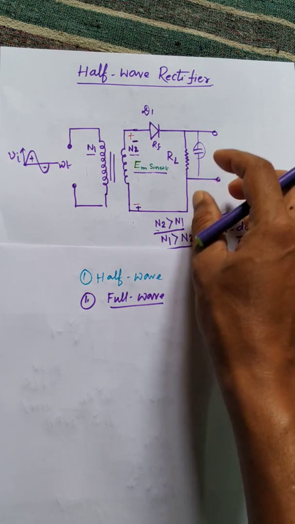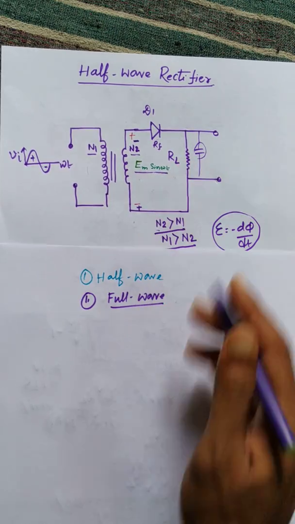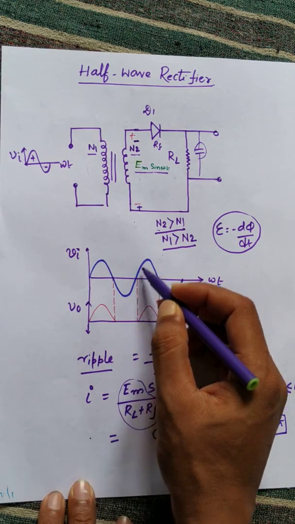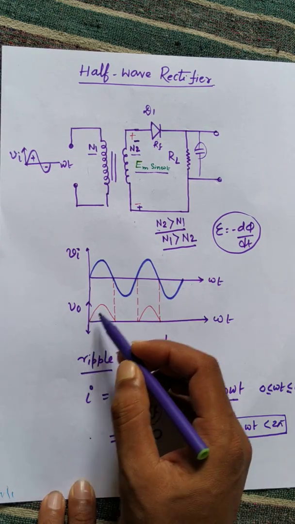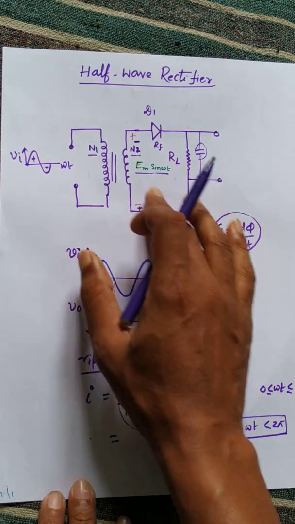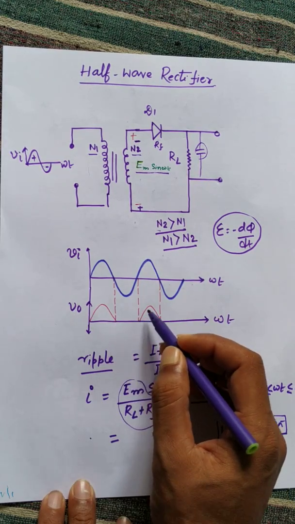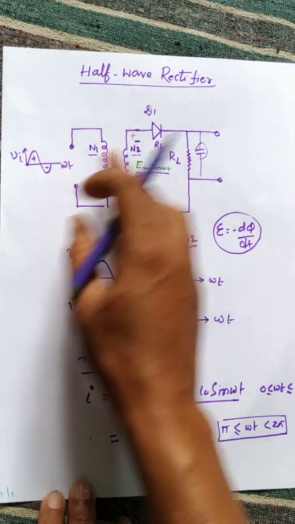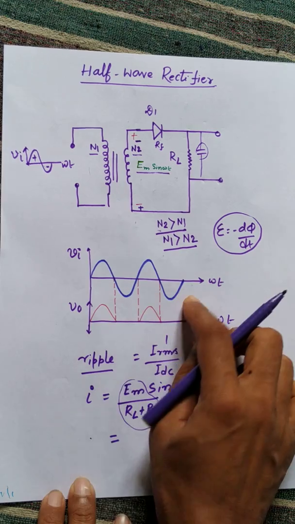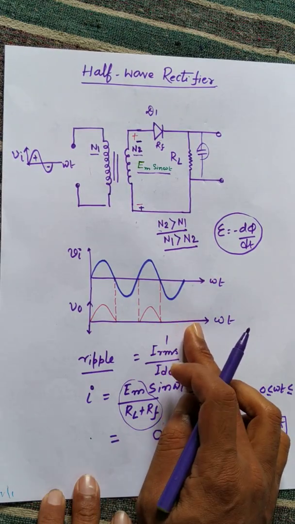So what will be the output waveform in the case of the half wave rectifier? Let's say this is the AC input waveform, and since in the half wave rectifier current flows in the circuit only during the positive half cycle, this is the output waveform. Only during the positive half cycle do we get the output, and the entire negative half cycle is clipped out. No current will flow. So this is the output waveform.